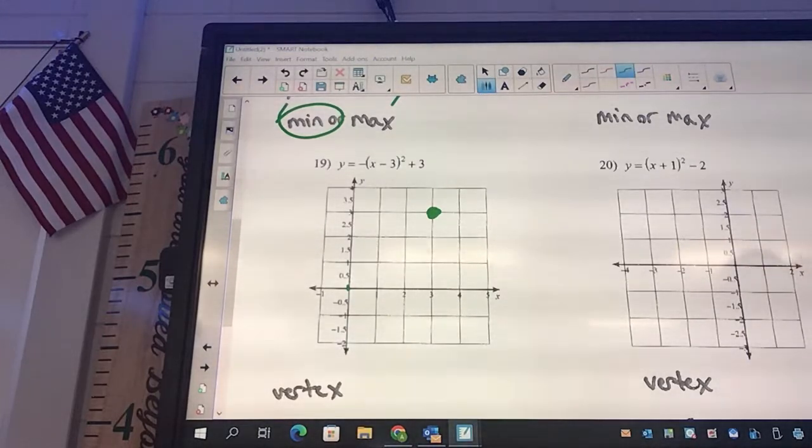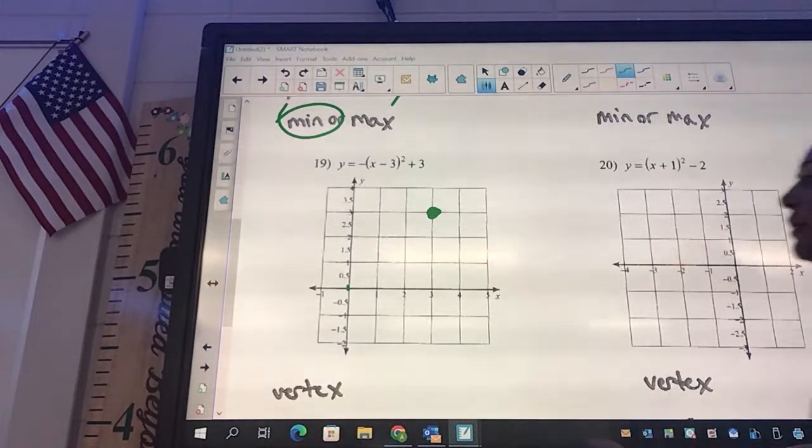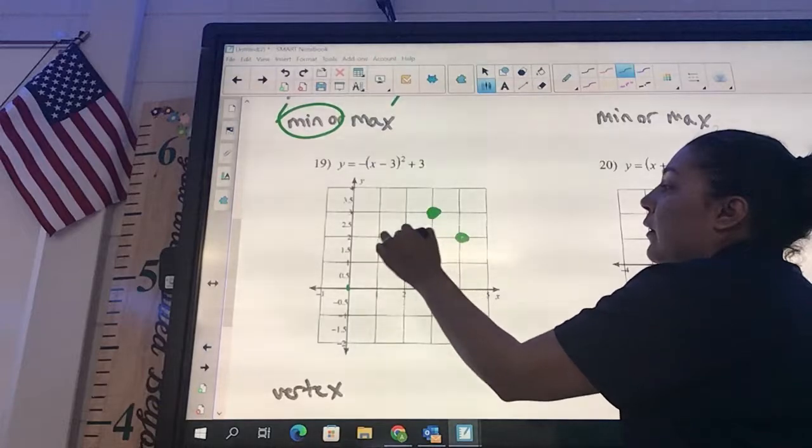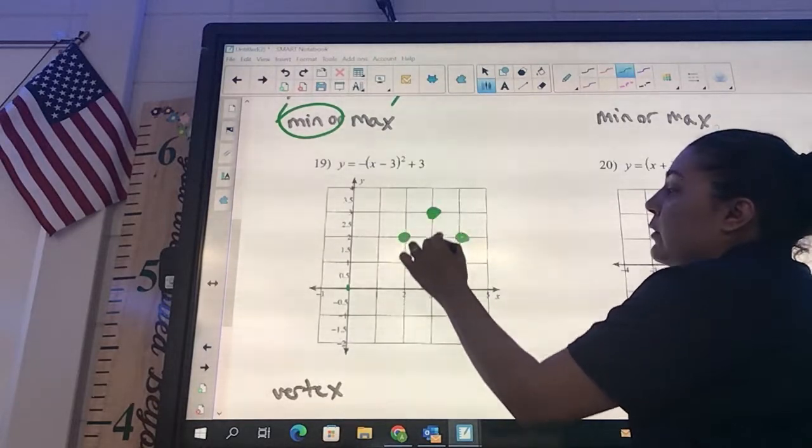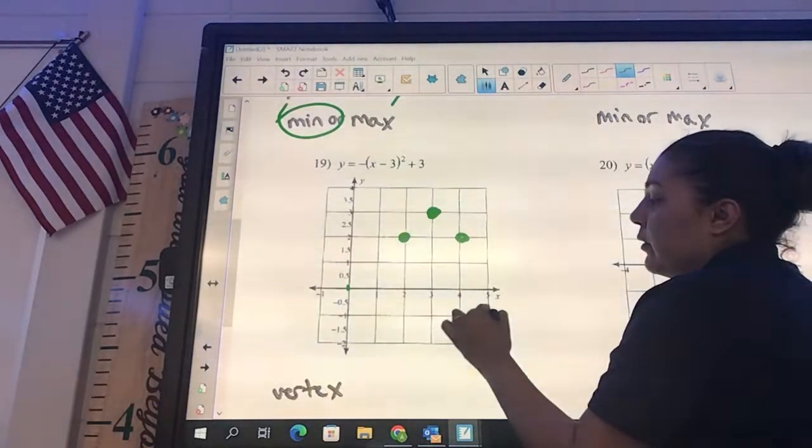Okay, and then this graph opens up or down? Down, because that's negative. Do we graph 5 or 3 points? 5. Okay, if there was like a number out front, then you would graph only 3. So you're going to go down 1 over 1. And then down 4, 1, 2, 3, 4 over 2.